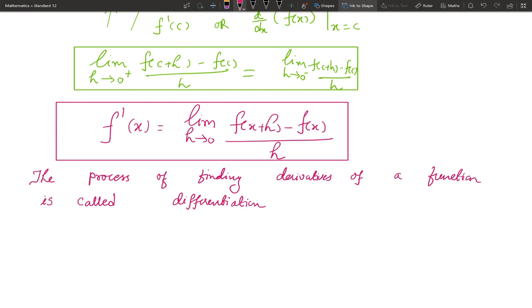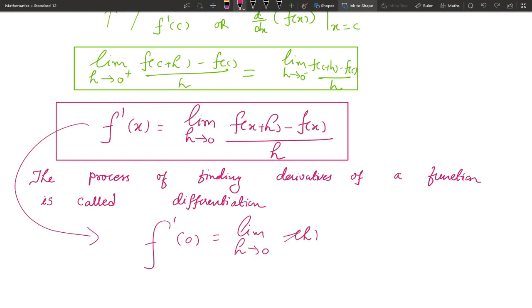So here you note that from this, what is f dash 0? You can observe, take x equal to 0, then f dash 0 means limit h tends to 0, f of h minus f of 0 upon h, take x equal to 0.